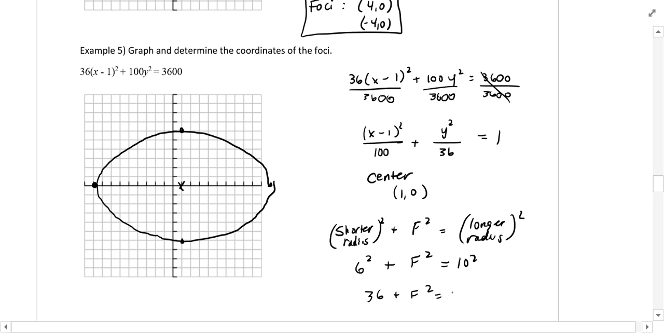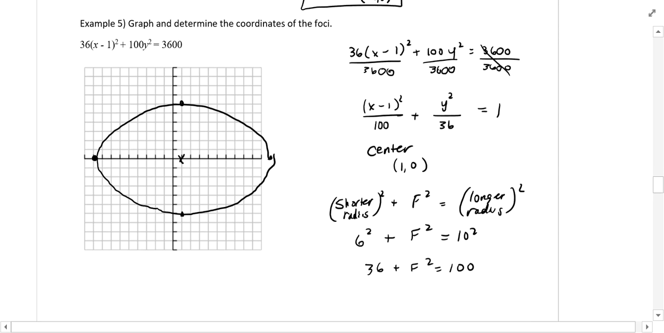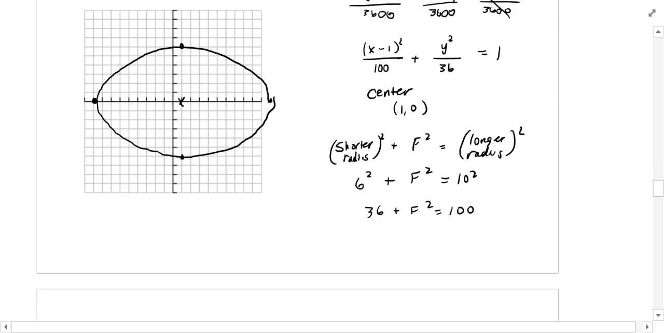Pause for a moment right here. Make sure that my numbers match with my denominators, and they do. And a reasonableness check. I shouldn't have 36 on the other side because that wouldn't make any sense. It would give me f squared equaling a negative. Back to working. F squared is equal to 64, so f is plus or minus 8.